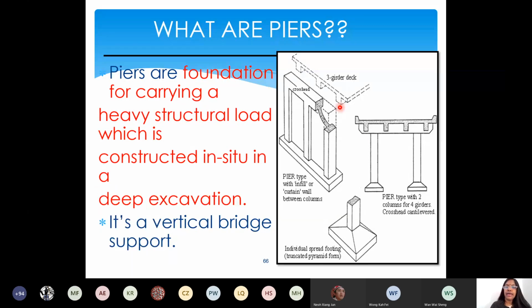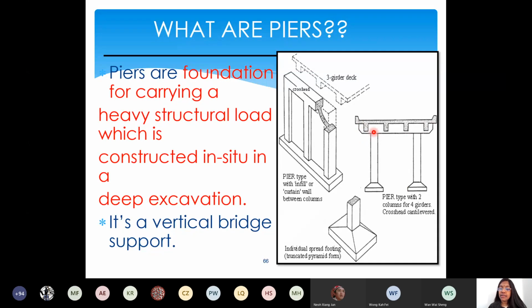This is the slab deck, and this is the beam. And these are the piers, tapped with infill or curtain wall between columns. This is built with curtain wall in between, and these are the piers. And then here is another type called pier type, with 2 columns for 4 girders.